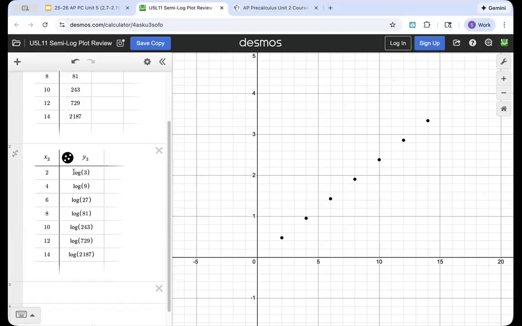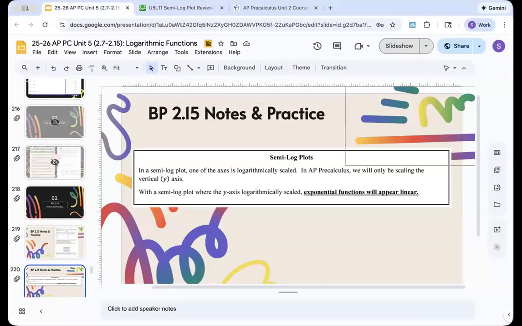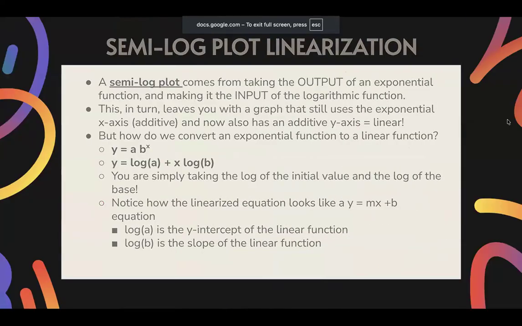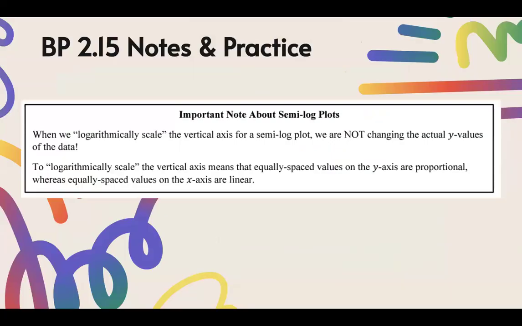And then just be mindful, please. This is a log with a base of 10, which is why when you look at your notes, you're going to notice that we have a base of 10. So let's go over here quickly so you can see that.